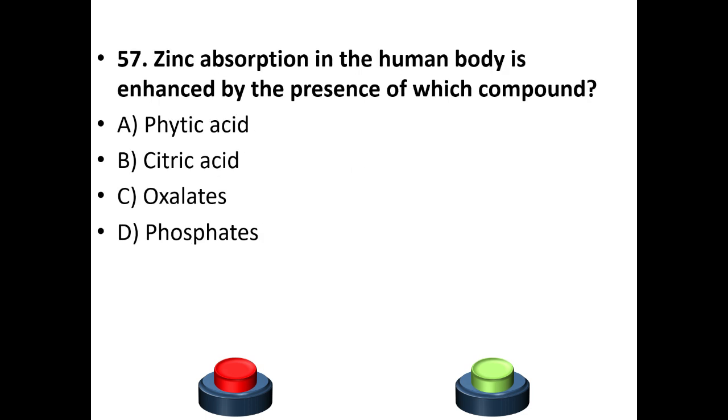57. Zinc absorption in the human body is enhanced by the presence of which compound? Phytic acid, citric acid, oxalates, phosphate. Which is the answer? Here the answer is B, citric acid.